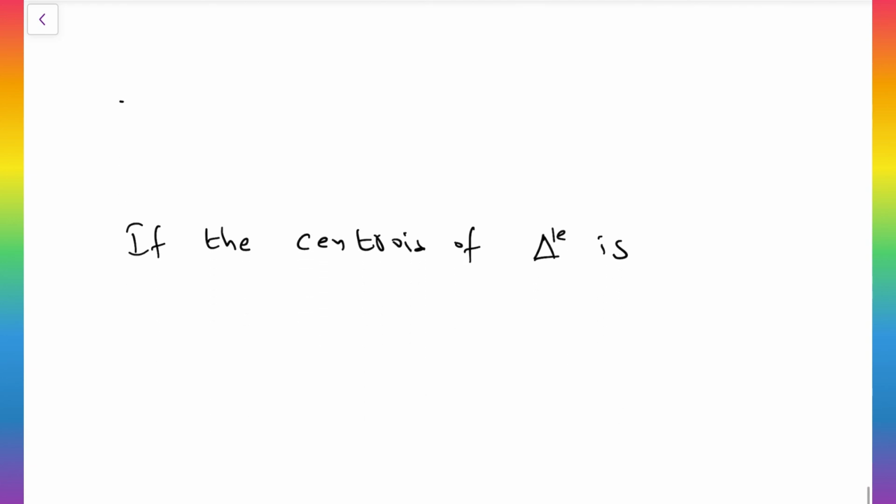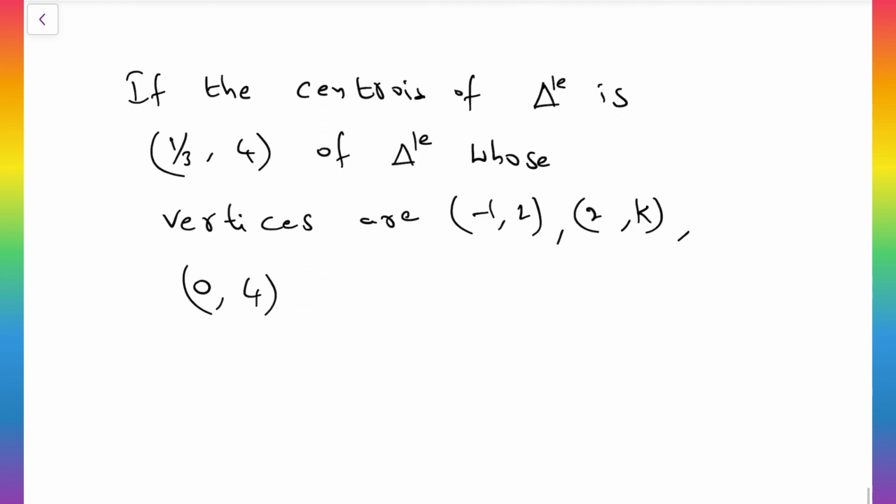Next question. If the centroid of a triangle is 1 by 3 comma 4, and the triangle's vertices are given as minus 1 comma 2, 2 comma k and 0 comma 4. So these I am taking as x1 y1 and these as x2 y2 and these as x3 y3, and he gave the centroid as 1 by 3 comma 4. So let us substitute in the formula now.